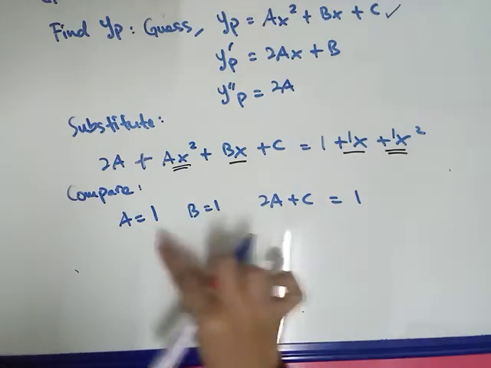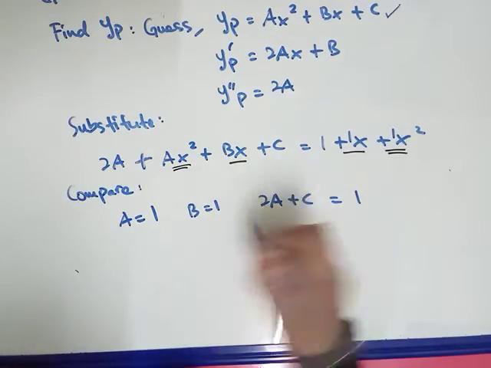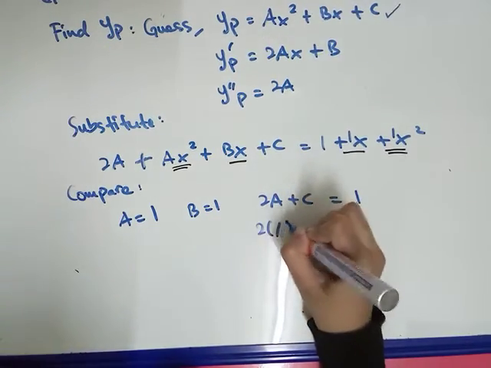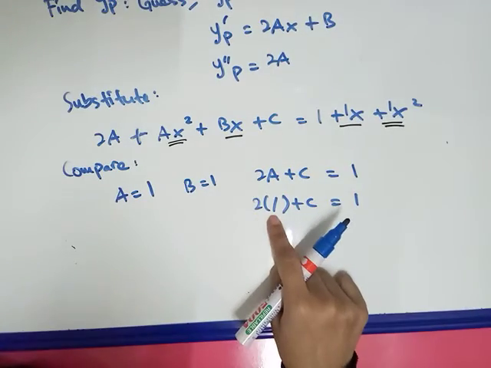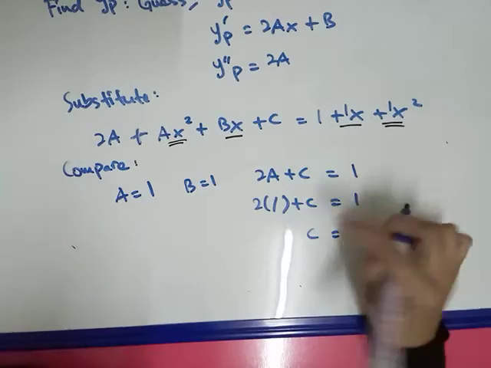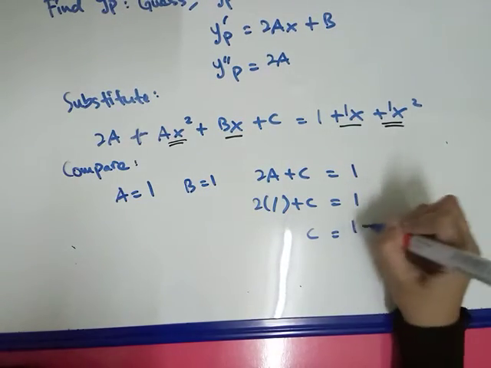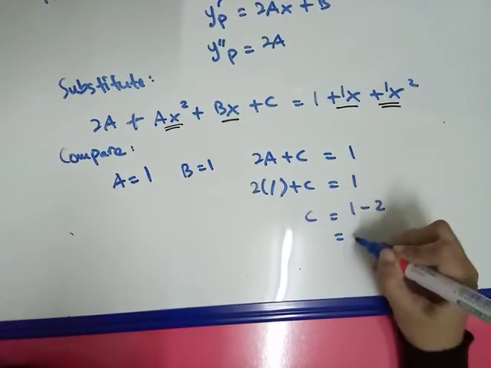So we know that a equals 1. Substitute into this one. 2 times 1 we get 2. Move to the right, it becomes 1 minus 2. So the value of c is negative 1.